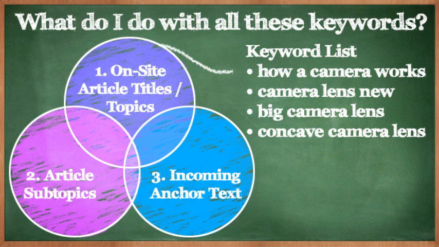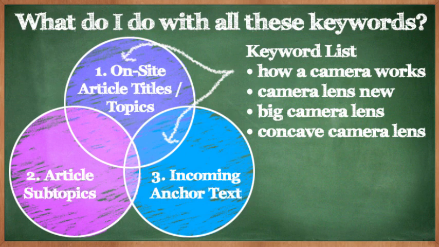So the keyword how a camera works, for example, I think it's pretty obvious that would make for a great article if you had a camera website and people want to know how a camera works, and if that's what your article is about. That's an example of a keyword that you would use just as an article title verbatim. And again, to rank that article, you might also consider using that as incoming anchor text as well. That'd be pretty standard.